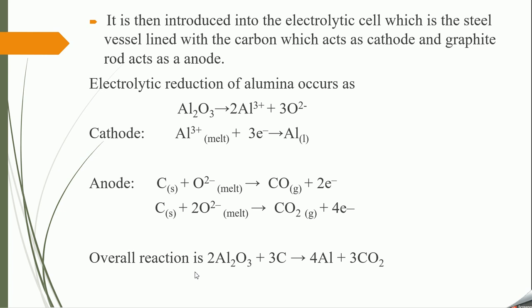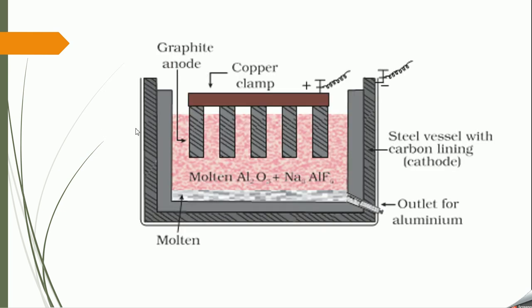Here you can see the overall reaction. The alumina reacts with the coke or graphite. It gets reduced to aluminium metal and carbon dioxide. So this is about the Hall-Héroult process. Sometimes the surface of the molten mixture may be covered with powdered coke. This prevents the loss of heat due to radiation, and also prevents oxidation of aluminium metal by atmospheric oxygen.